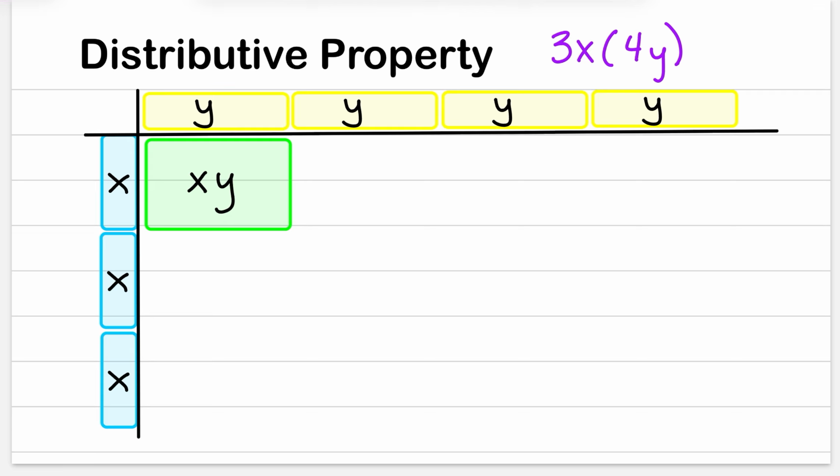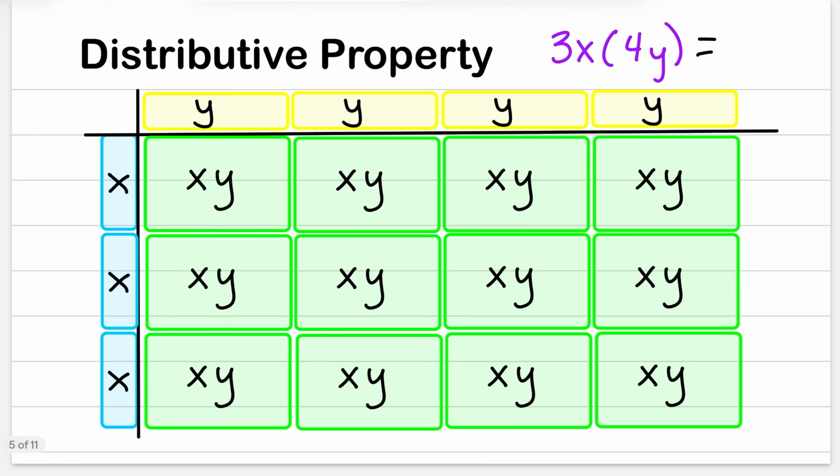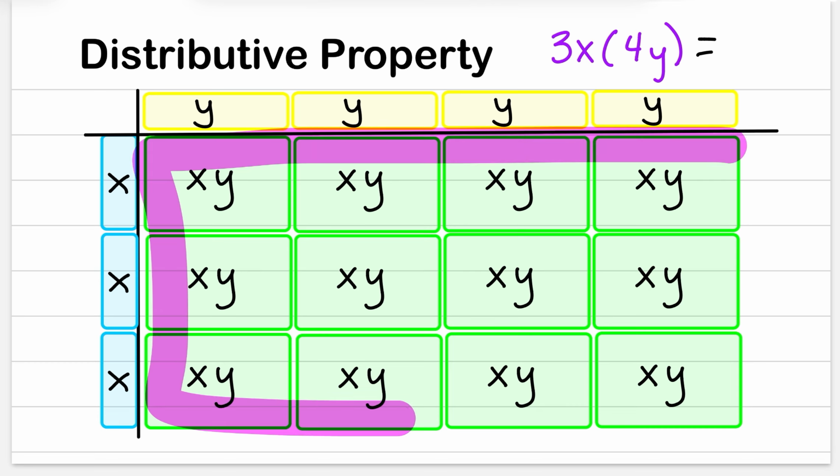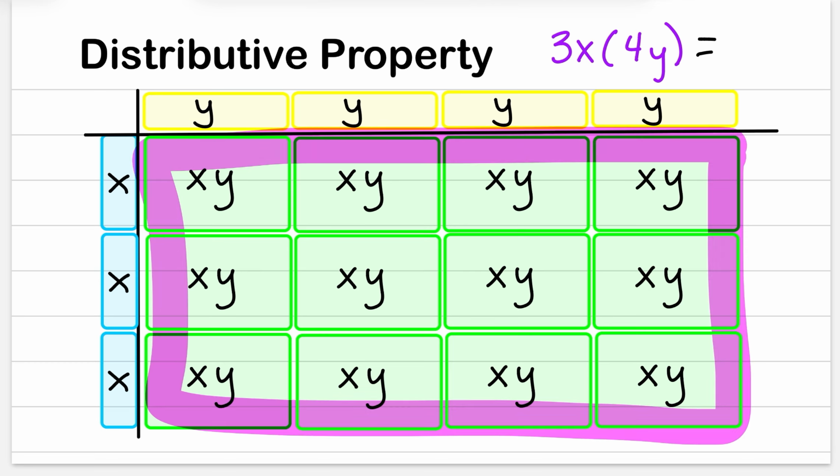The next part is 3x times 4y. I have 3x down the left-hand side and 4y's across the top. If you multiply x times y, you get xy. If you multiply 3x times 4y, it creates this rectangle right here. And that gives us 12xy.